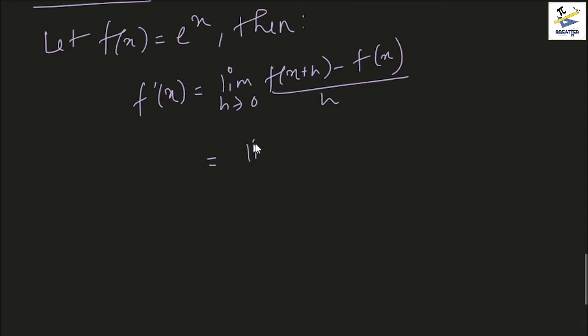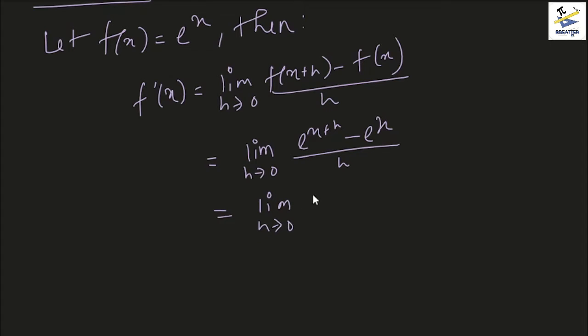So this tells us limit h tends to 0 of e to the power x plus h, because f of x is e to the power x. So f of x plus h would be e to the power x plus h, minus e to the power x, whole divided by h. Using the law of indices, we can write this as e to the power x into e to the power h, minus e to the power x, whole divided by h.